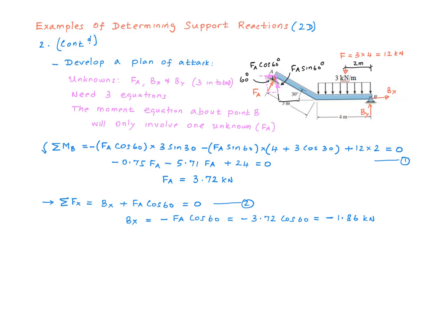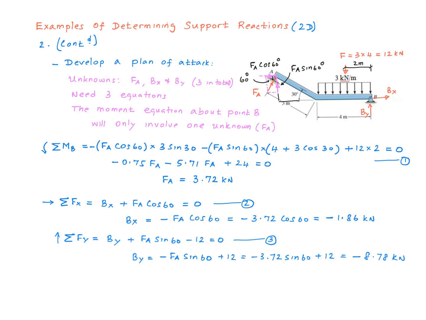Next, I write down a force equation in the horizontal direction. Since we have resolved this inclined force into a horizontal and a vertical component, forces are either horizontal or vertical, right? So only the horizontal forces will come in this equation. These are Bx at point B, and then FA cosine 60 at this point. So those are the only two forces going in the horizontal direction. They both go in the positive x direction, and therefore they both have a positive sign in front of them. Set it to 0, and I get a value of minus 1.86 kilonewton out of that.